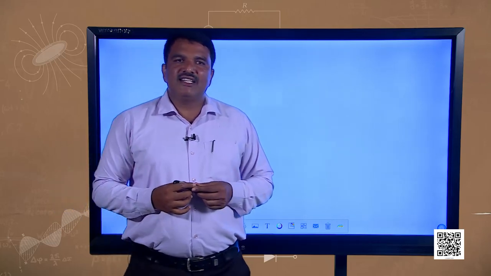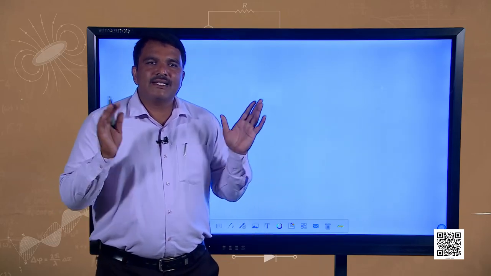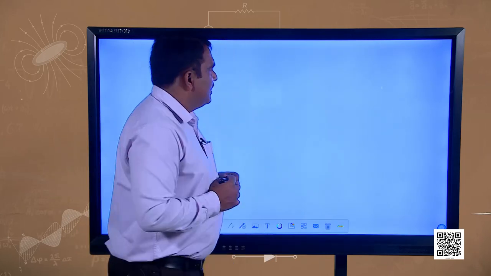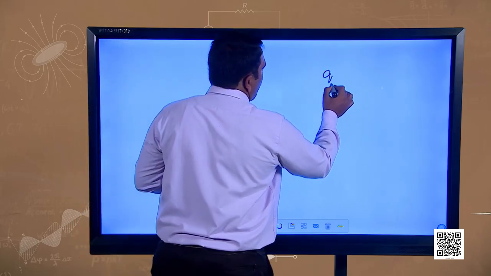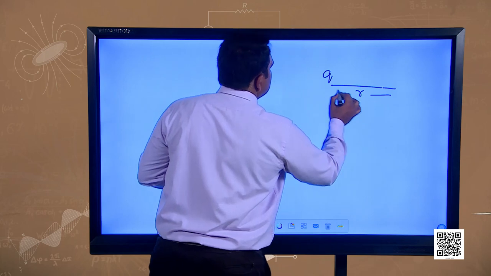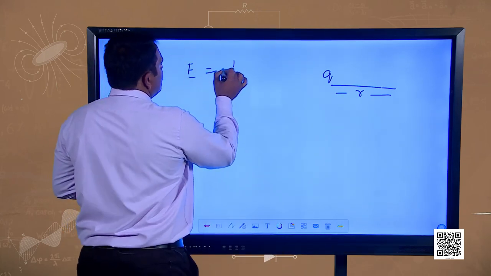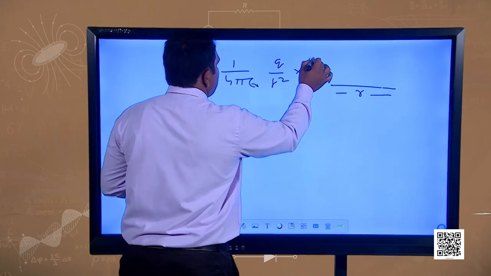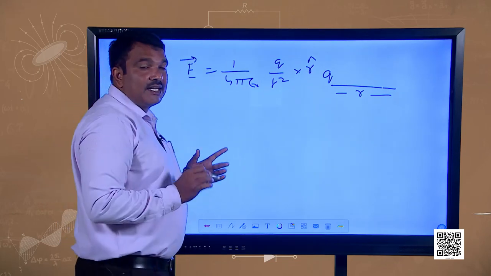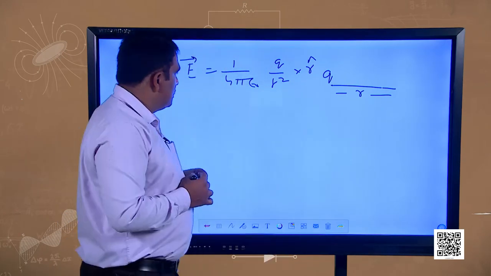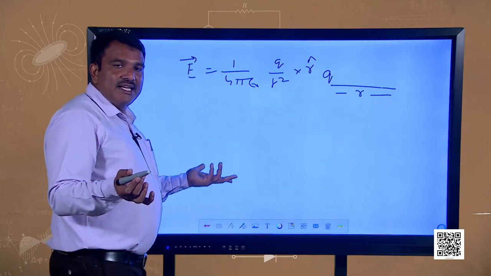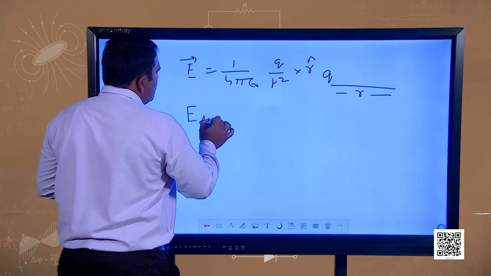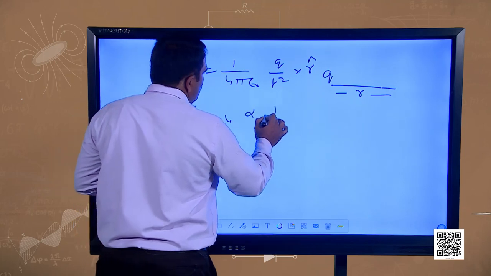Now, let us move on to another problem. Compare the electric field due to a point charge with electric field due to a point dipole. We know that electric field due to a point charge Q at a distance r is given by the formula 1 by 4 pi epsilon naught Q by r square multiplied by r cap. Whereas the electric field due to a point dipole, whether you find it on axial line or on equatorial line, is inversely proportional to r cube.